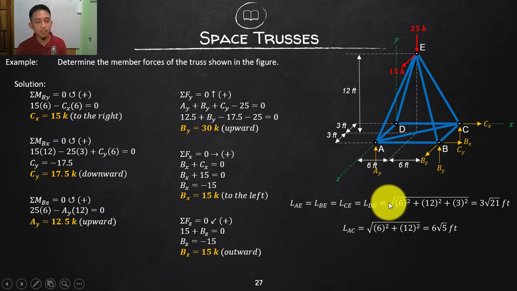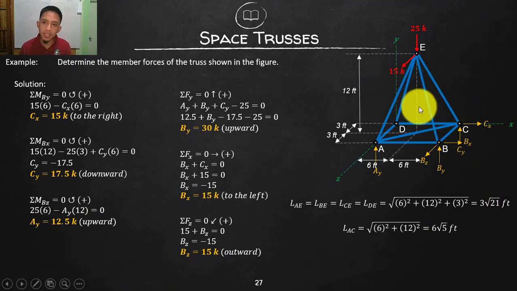As I've said, we can just use the extended Pythagorean formula, wherein all we need to do is get the square root of the sum of the squares of all the legs. These are the projections: our projection for X is 6, uniform in all four members. Along Y, it is rising 12, and along Z, it is going 3. The extended Pythagorean theorem simplifies to 3 square root of 21 feet. That is the length of all four of these members.